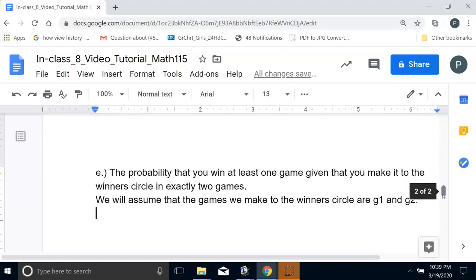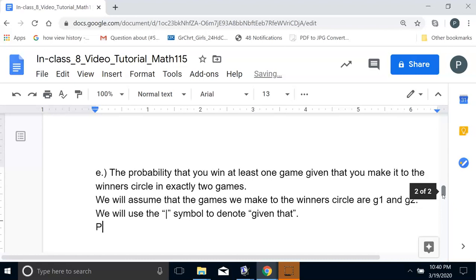And again, just to remind you, we will use this symbol here, a little straight vertical line, to denote "given that." So it'll be short notation for writing "given that." Okay, so let's start working on this.